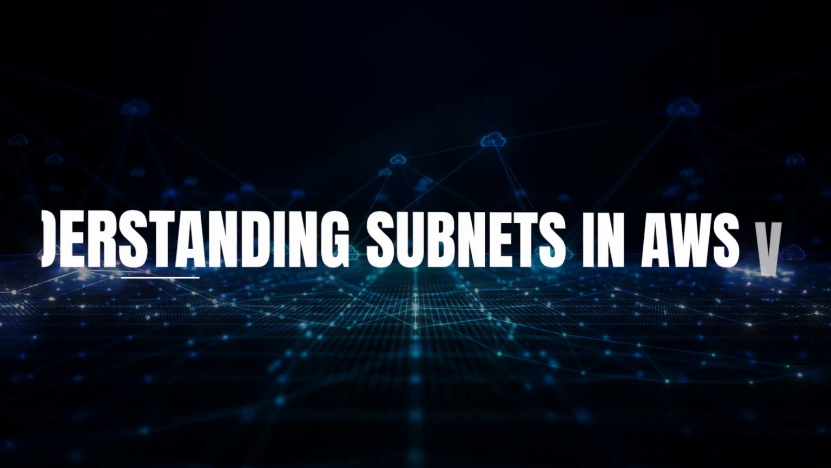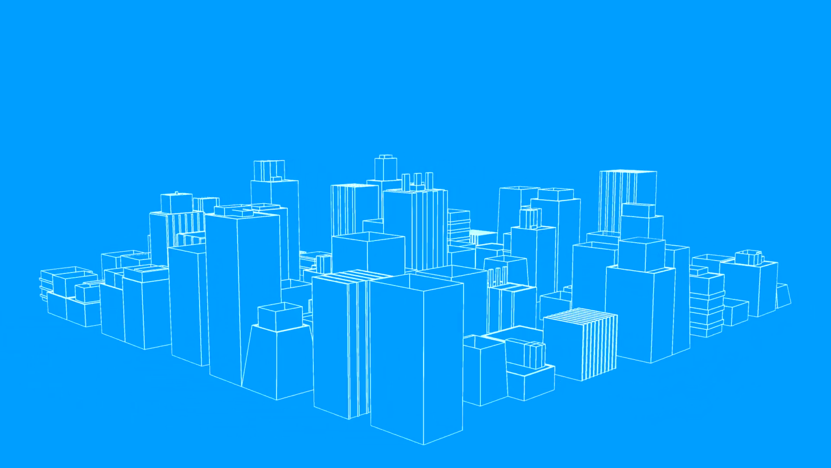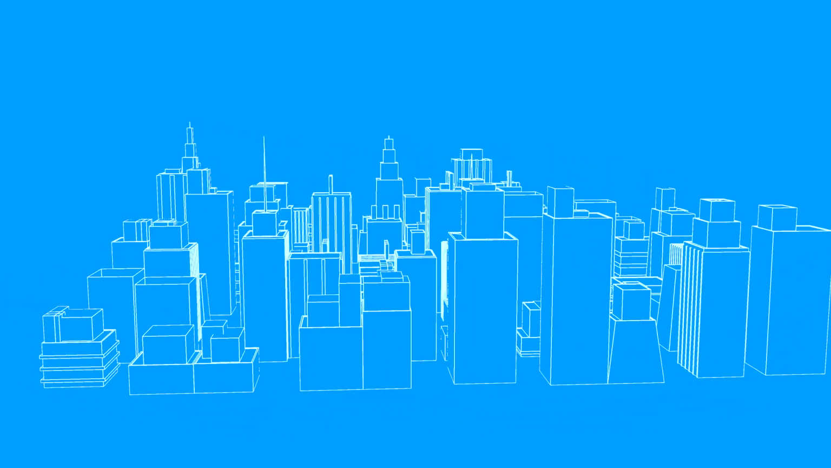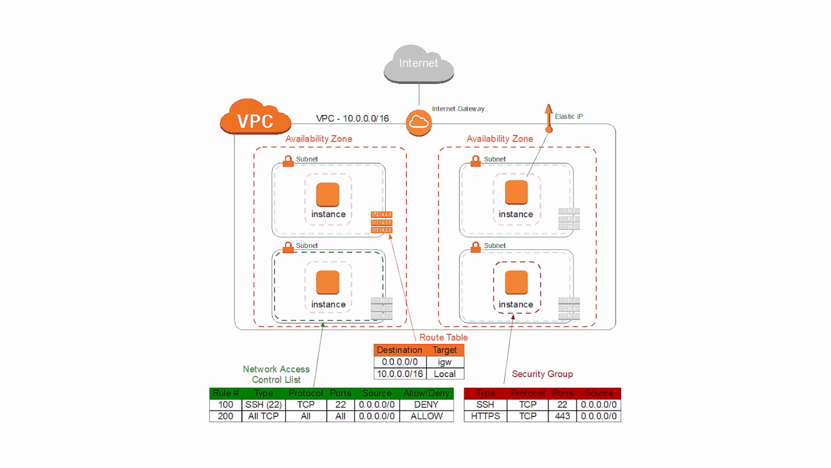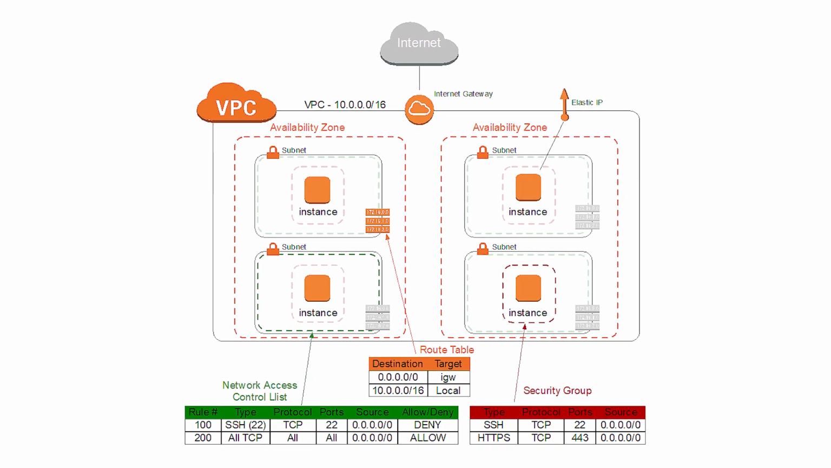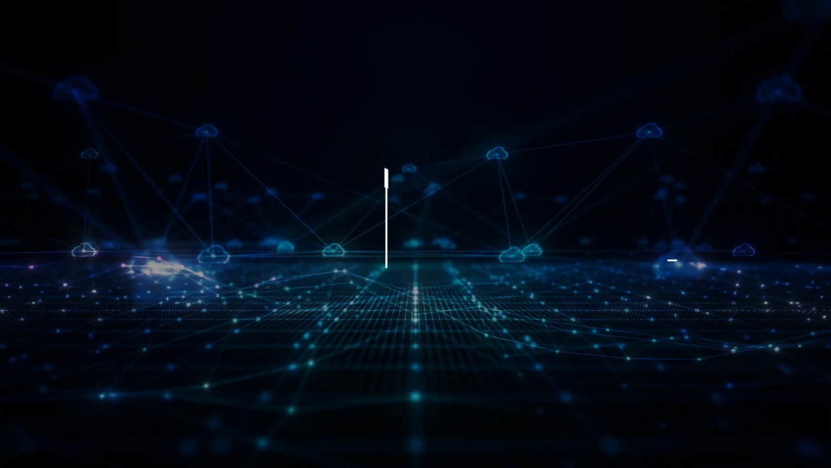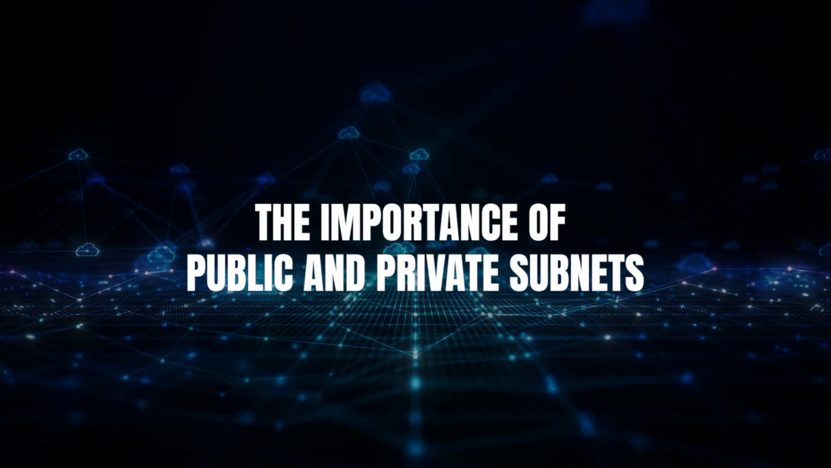Now, let's unravel the significance of subnets within AWS VPC. Think of subnets as the neighborhoods within your virtual city. They enable you to segment and organize your resources, providing a structured approach to resource allocation. Each subnet is associated with an availability zone, allowing you to distribute your resources across multiple data centers for high availability and fault tolerance.